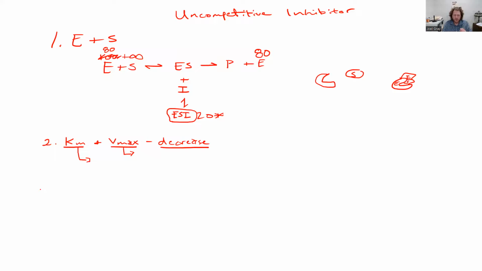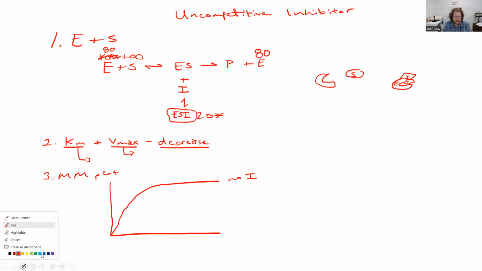Okay. Now, the last way that I like to think about this is first with a Michaelis-Menten plot, and then with a Lineweaver-Burk plot. Now, for the Michaelis-Menten plot, I'm going to draw one line represented by no inhibitor present. Just a rough idea with my red line here, no inhibitor. Okay, now I'm going to switch colors to show what this is going to look like with an uncompetitive inhibitor.